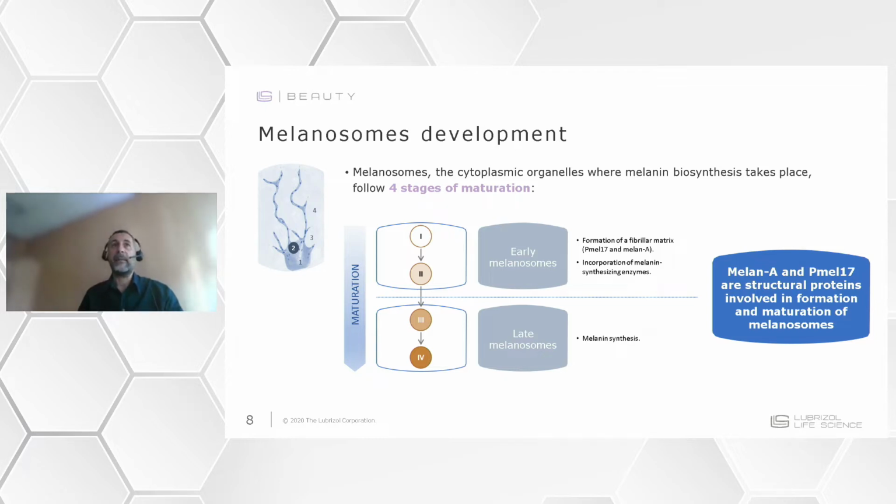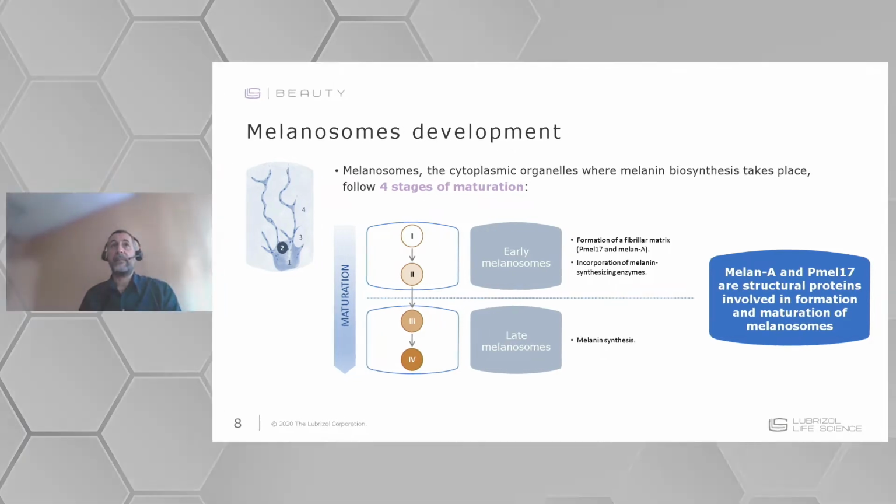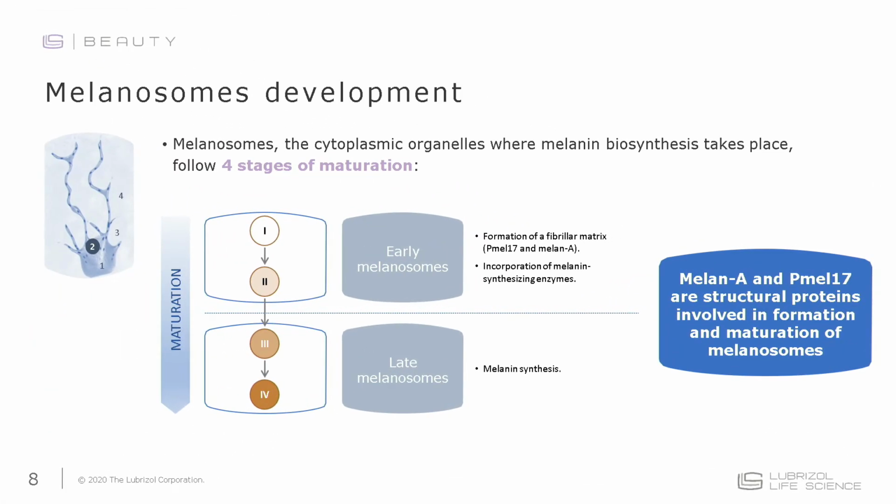In the early melanosomes, in stage 1 and 2, an internal fibrillar matrix is formed and produced, and the melanin synthesizing enzymes are also incorporated. In late melanosomes, in stage 3 and 4, the melanin starts to be synthesized and deposited in these matrix fibrils, resulting in some vesicles that are filled with this pigment. Then the activity of the melanin synthesizing enzymes is lost, and the melanosomes can be transported.